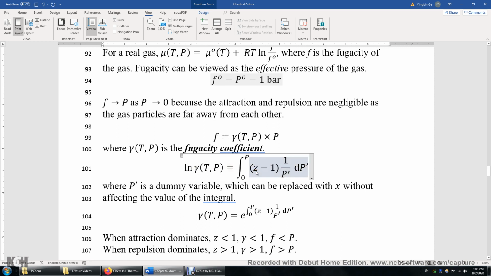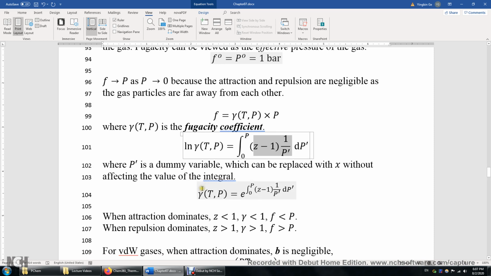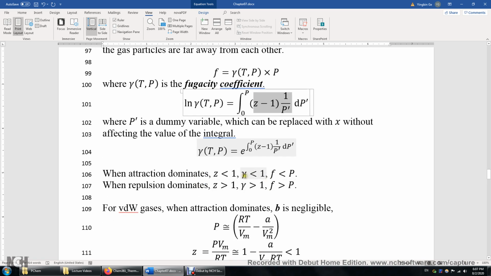What if Z is greater than 1? That happens when the repulsion is predominant. When Z is greater than 1, this integral is positive. The logarithm of gamma is positive, then gamma is greater than 1. So again, gamma and Z are greater than 1 when repulsion is predominant. Gamma and Z are both less than 1 when the attraction is predominant. And also when gamma is less than 1, we know fugacity is less than pressure. When gamma is greater than 1, the fugacity is greater than pressure.